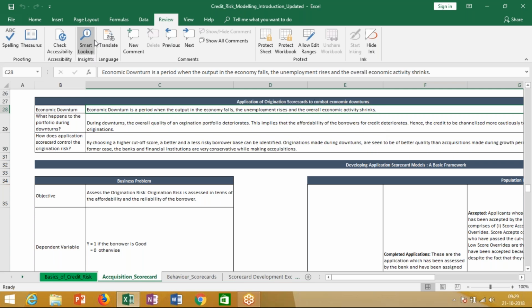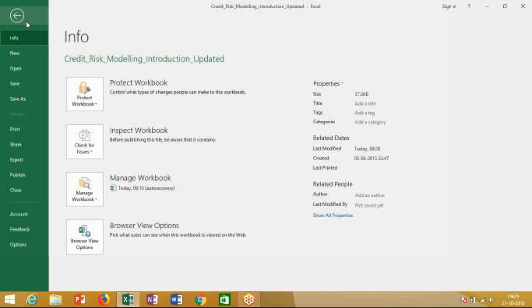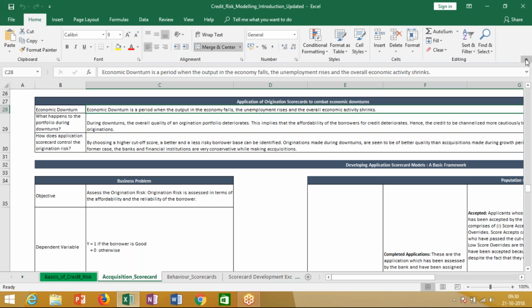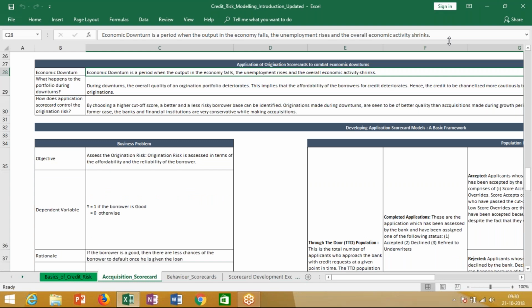So first of all, I need to define a downturn. I need to understand what exactly a downturn is and how it works. We all know that a downturn is a period in an economy when the economy's output falls, unemployment rises, and the overall size of economic activity shrinks. If this is the case, the ultimate outcome is that the overall creditworthiness of the borrowers in the economy goes down. On average, a borrower is relatively riskier than an average borrower during a growth period in an economy. So the affordability of the borrower on average is lower compared to the riskiness associated with the borrower.